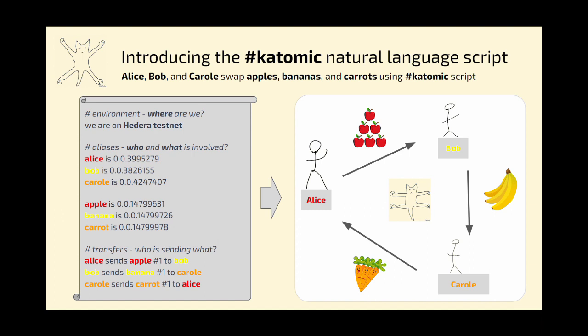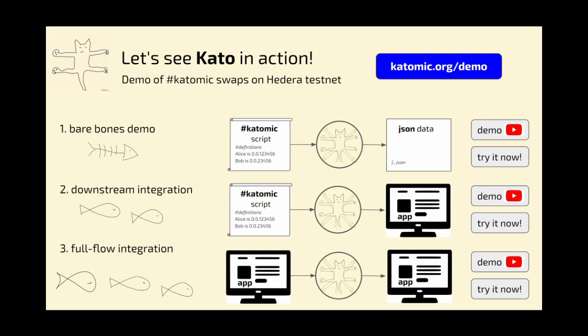Let's illustrate this with an example. Alice, Bob, and Carol want to swap apples, bananas, and carrots. They write a Katomic script that simply states who and what is involved and who is sending what. Kato then does her magic and makes a Katomic swap. Let's see Kato in action.